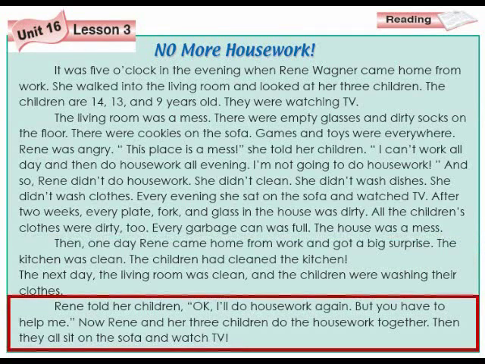Renee told her children, "Okay, I'll do the housework again, but you have to help me." Now Renee and her 3 children do the housework together. Then they all sit on the sofa and watch TV.